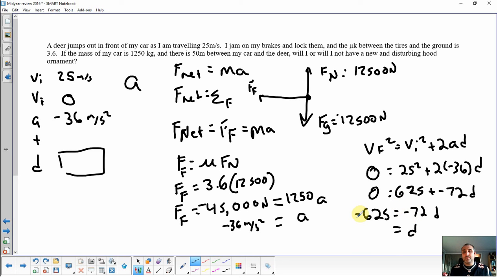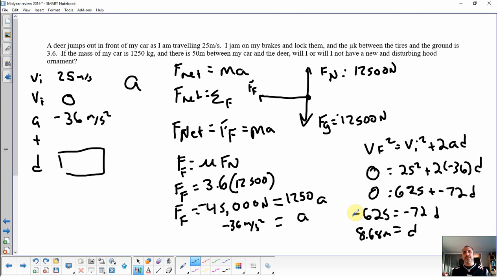You have a negative on one side and a negative on the other side, which means even though you're going with a negative acceleration, you're still moving positively. You know, you're getting closer to the deer, not further away from it. You should end up with a displacement of 8.68 meters. Now, why is this a big deal?